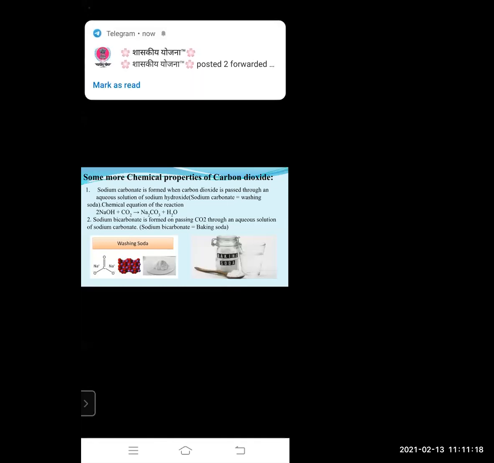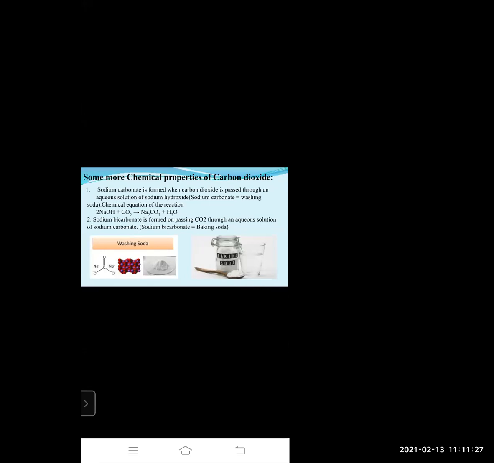So when carbon dioxide passes through sodium hydroxide, then sodium carbonate is formed. And the chemical reaction for this is 2NaOH plus CO2 gives Na2CO3 plus H2O. Sodium carbonate is formed. Now, sodium bicarbonate is formed on passing CO2 through an aqueous solution of sodium carbonate, which has been formed from carbon dioxide and sodium hydroxide. So sodium bicarbonate means baking soda.